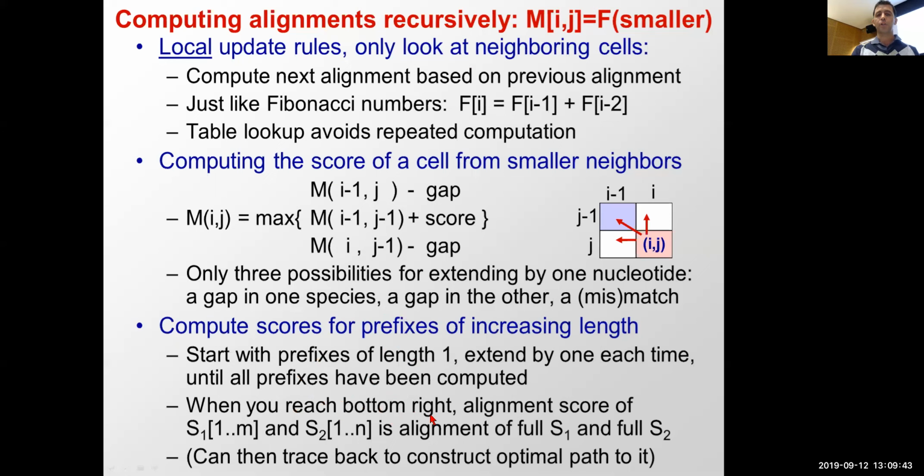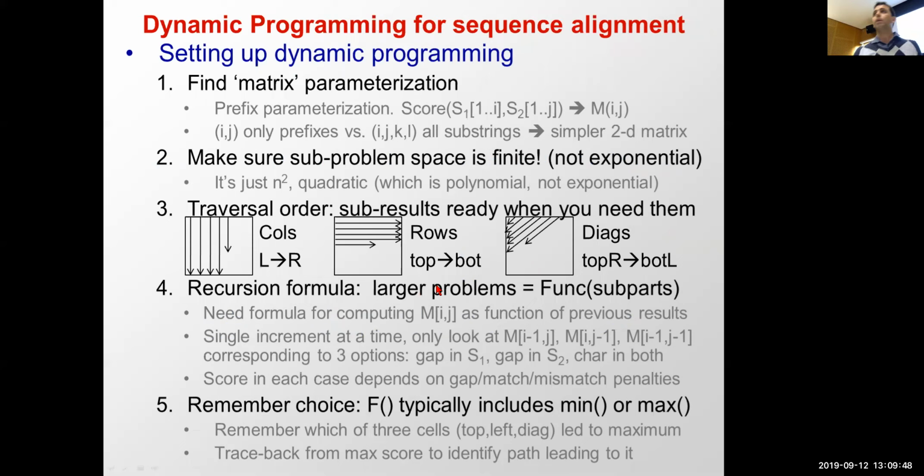We saw how we can define these five goals, if you wish, these five steps to building a dynamic programming solution, namely finding the right parameterization. And in this particular case, it was this ij prefix parameterization, making sure that the subproblem is finite. There's only n squared possible sub-alignment scores.